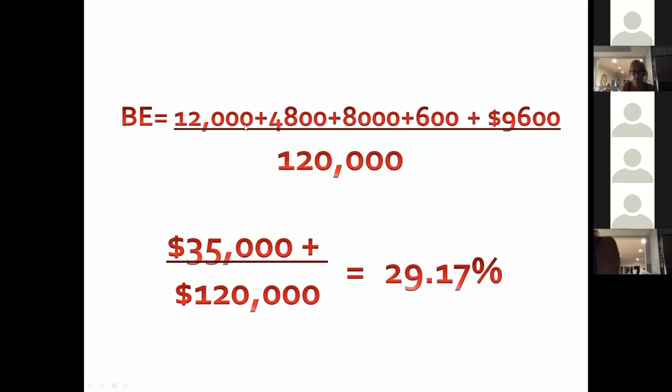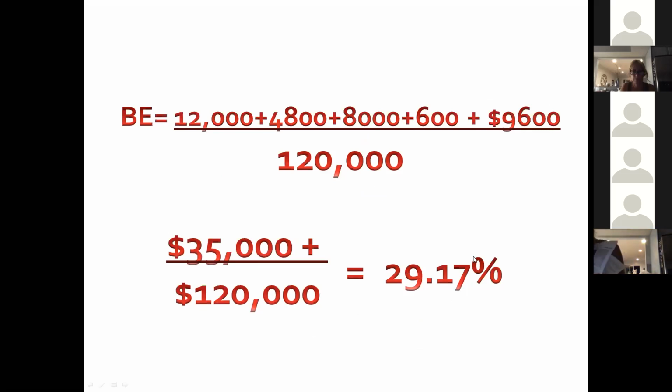So his principal is $12,000 a year. His interest is $4,800 a year. His taxes are $8,000 a year. His insurance is $600 a year. His car payment, $800 a month, is $9,600 a year, divided by $120,000 a year. As long as they're consistent units, we're okay.